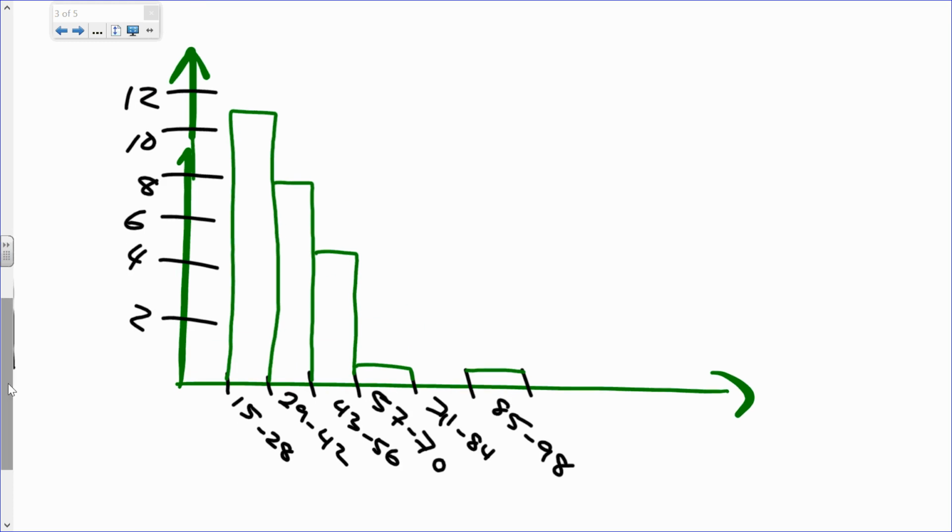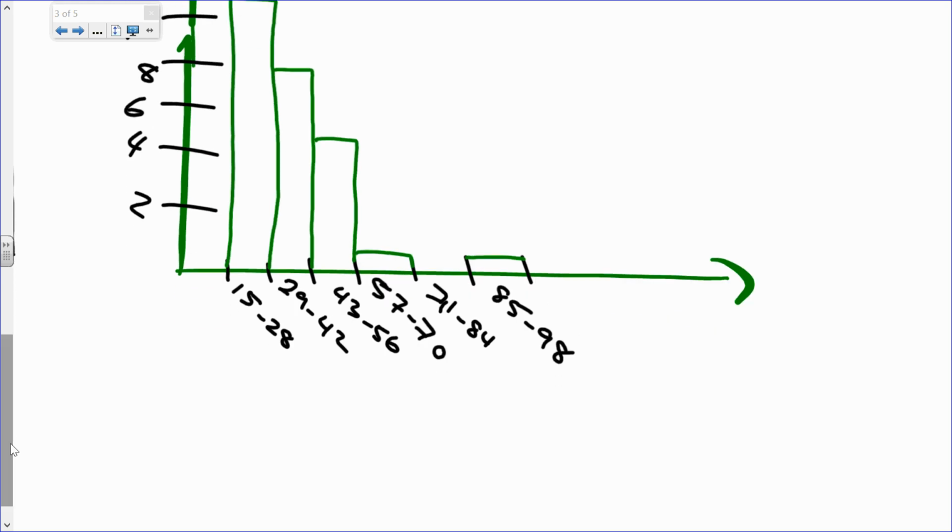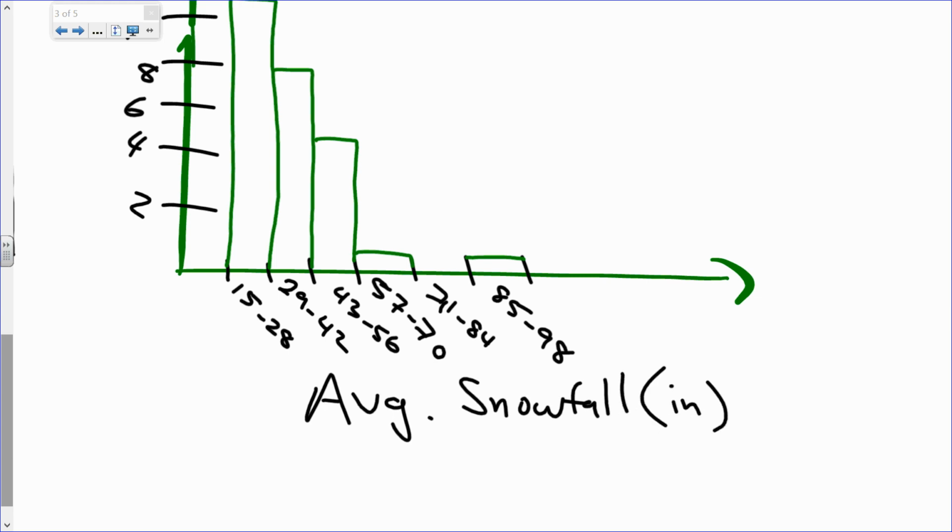And by the way, what do these numbers mean at the bottom? Is this 15 to 28 chickens, horses, or termites? What are we counting there? Intervals of what, though? What are we counting? Chickens? Inches of what? Snow. So put average snowfall, inches. Again, Pomona is not part of these cities.